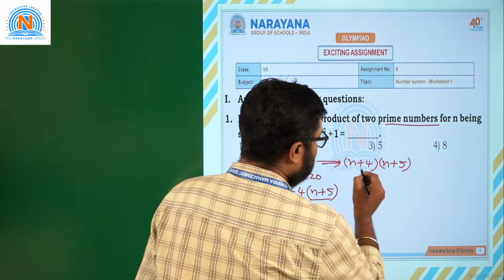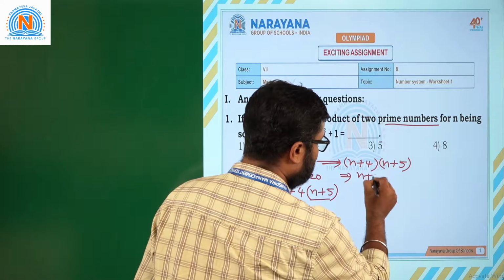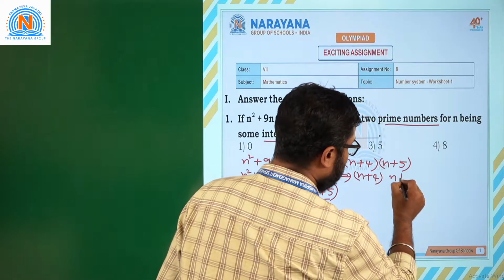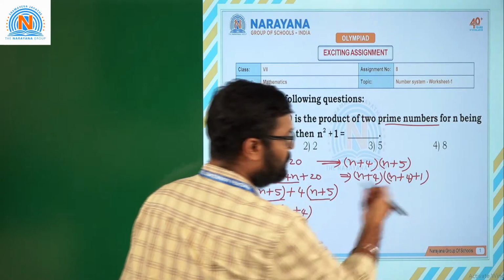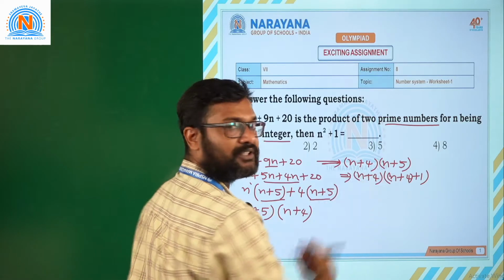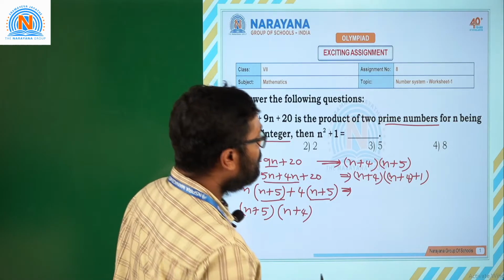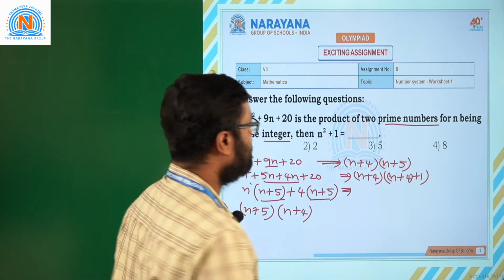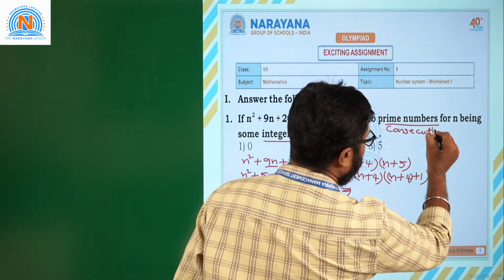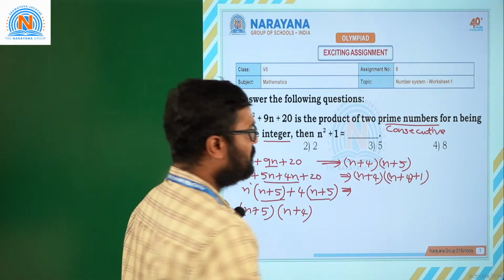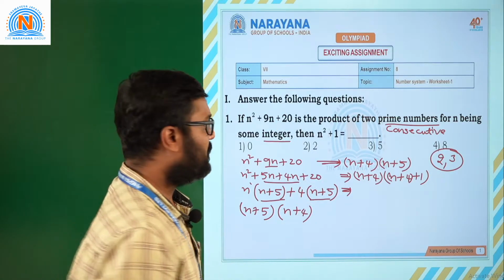So n plus 4 and n plus 5 can be written as n plus 4 plus 1, so these two are consecutive to each other, following each other. Now n plus 4 and n plus 5 are prime numbers, at the same time consecutive. So consecutive prime numbers means what? 2, 3 are consecutive prime numbers.